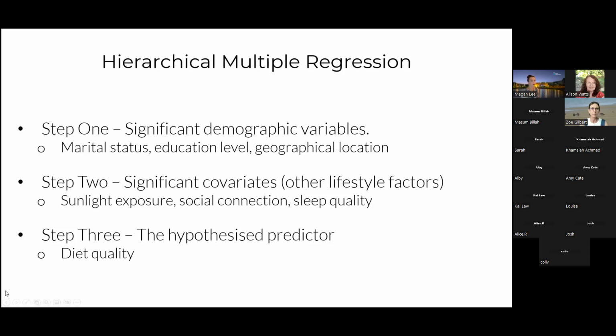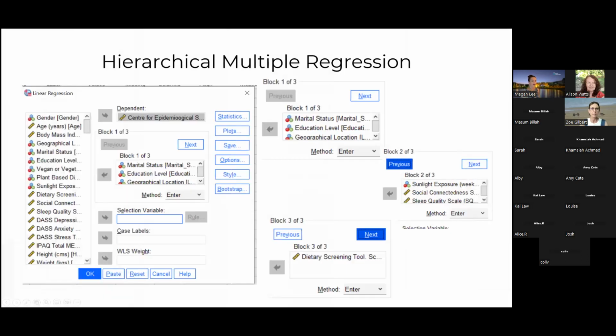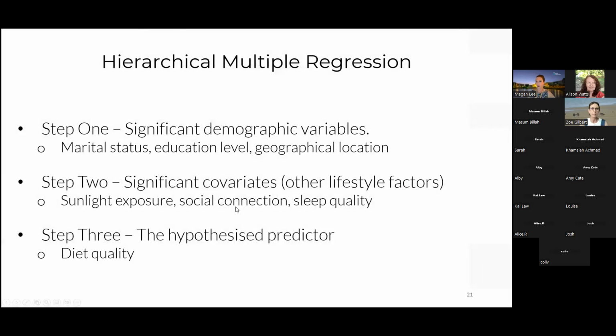So we will run the regression now, I think. Cool. So all the significant variables from our correlations will go into the model. Now, this is the best way, I believe, to structure a hierarchical multiple regression.